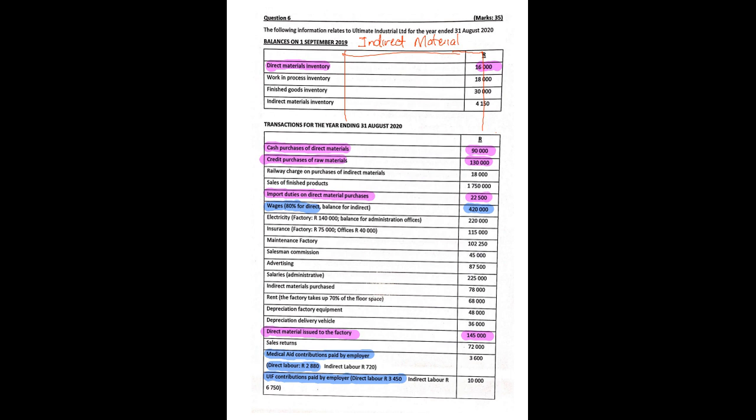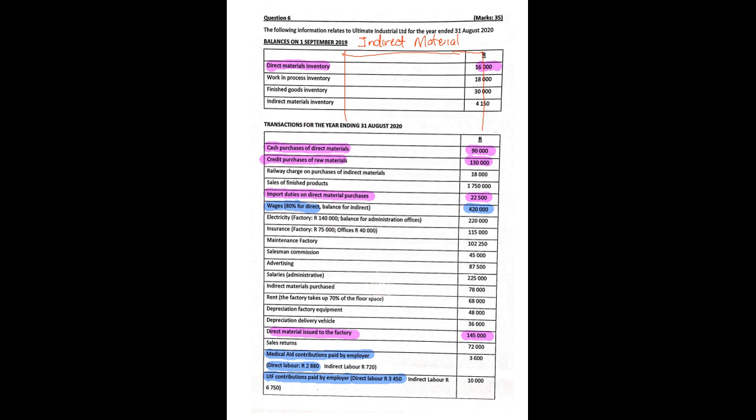So if they don't specifically tell you under your transactions that this was the indirect material that was issued to the factory, then you will have to do this. You'll have to roughly draw up your indirect material note. But if they do tell you in your transactions, like they did here with direct material, they said this was the material issued to the factory. Then if they said indirect material issued to the factory, you'll just take that amount and put it into the overhead note. But again, they didn't here, so you needed to specifically calculate the value, so you have to draw up the note.